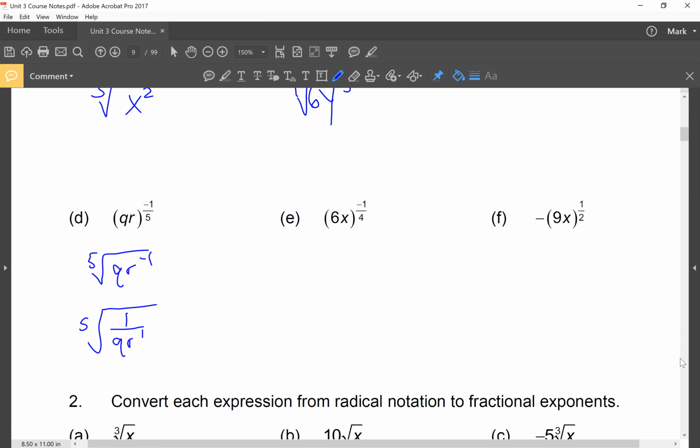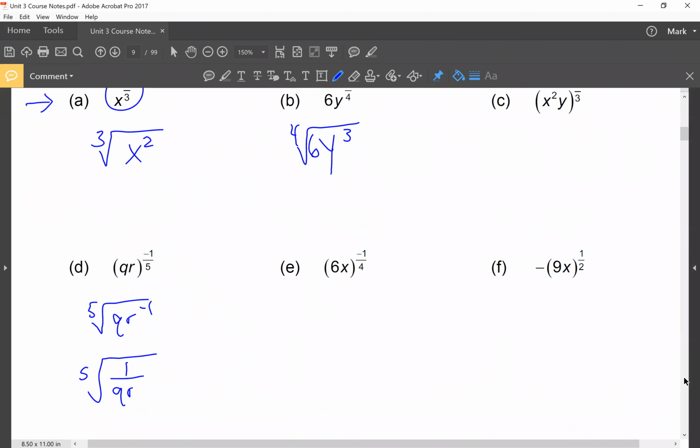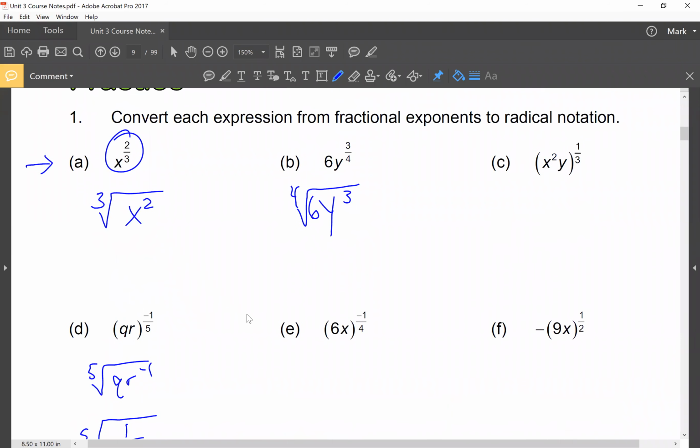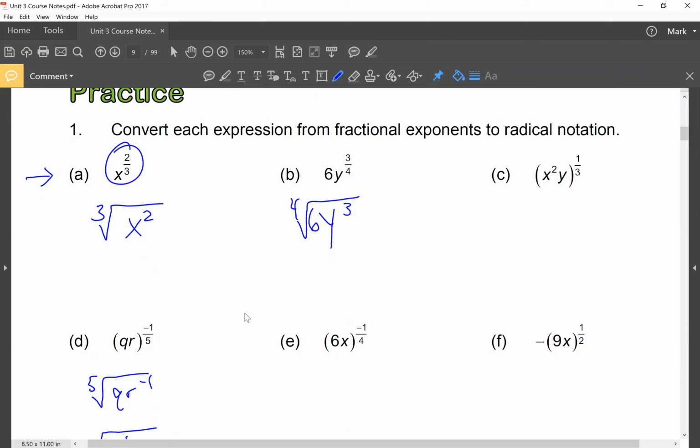And I could raise this to the power of 1, or I could not. Anything to the power of 1 is just itself. So you could put the 1 in, or you could leave the 1 out. It's not going to change the equation. Okay, so I'll give you guys a minute or two to try these. Maybe you could try C, E, and F, and I'll be back to check your answers in just a minute.